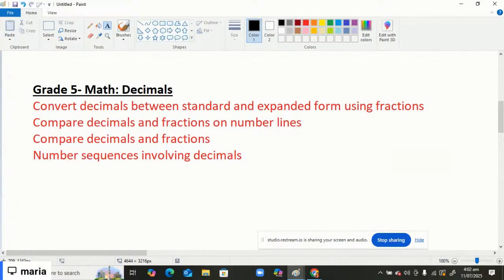So today we are here for grade 5 maths. The chapter today we discuss is decimals, and here is the list of the lessons. Convert decimals between the standard and expanded form using fractions. Compare decimals and fractions on a number line. Compare decimals and fractions. Number sequences involving decimals.